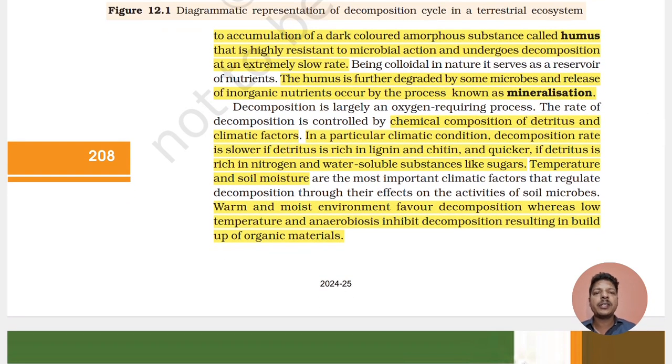Here, decomposition is controlled by the chemical composition of detritus and climatic factors. In a particular climatic condition, the decomposition rate is slower if the detritus is rich in lignin and chitin, and quicker if the detritus is rich in nitrogen and sugar. Temperature and soil moisture are also important climatic factors that regulate decomposition through their effect on the activities of soil microbes. A warm and moist environment favors decomposition, whereas low temperature and anaerobiosis inhibit decomposition, which slows down, resulting in a buildup of organic material.